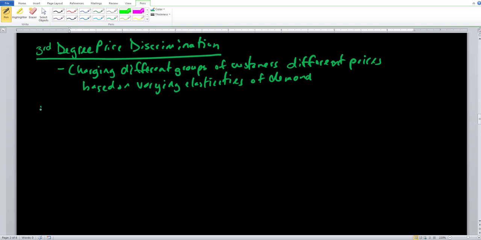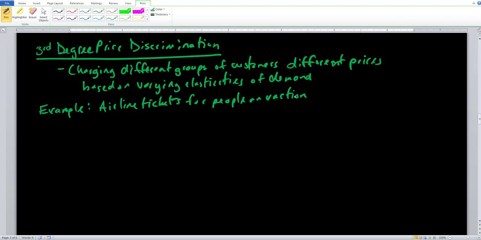Let's go with the main example, something that we talked about previously in chapter number 5: airline travel. Suppose that we're focusing on people traveling for vacation versus people traveling for business. So let's take a look at airline tickets for people on vacation. What do we say about people on vacation? Are they more price sensitive or less price sensitive to a change in prices?